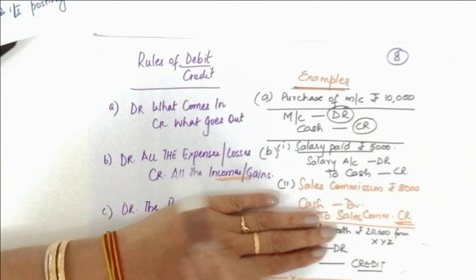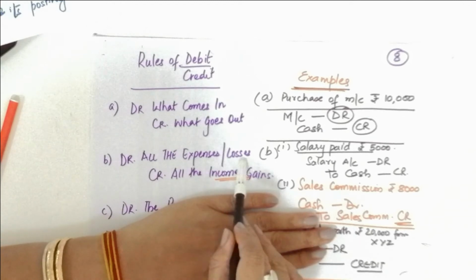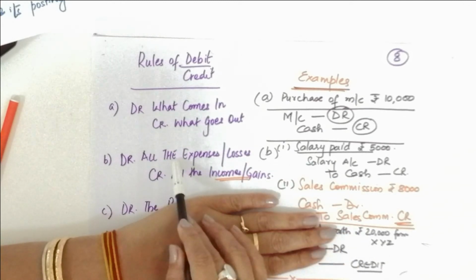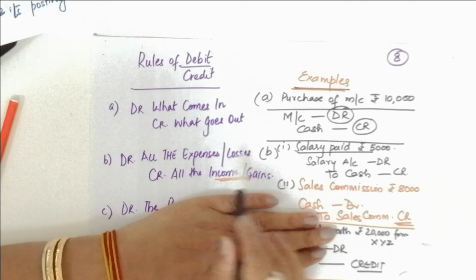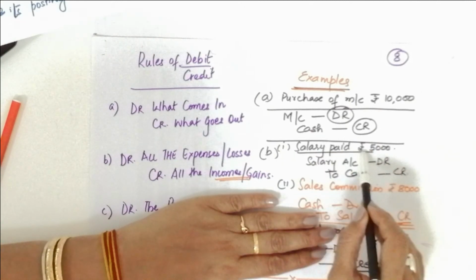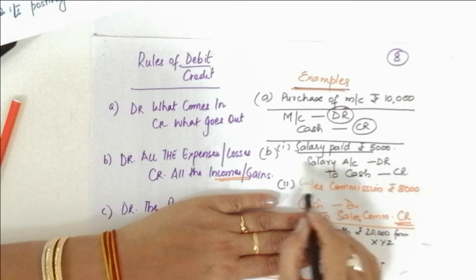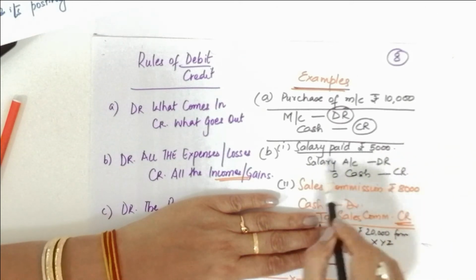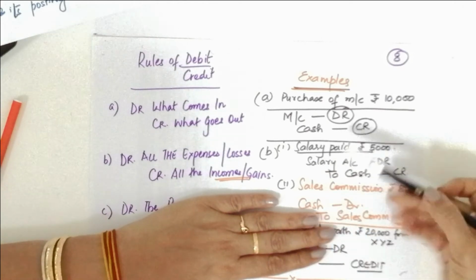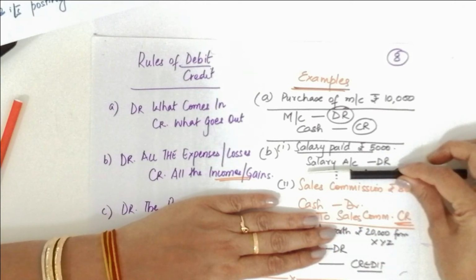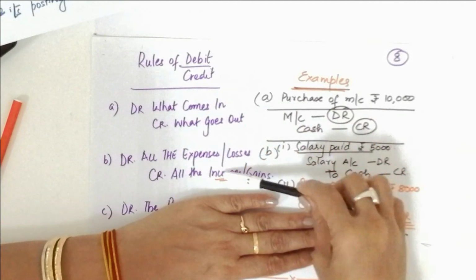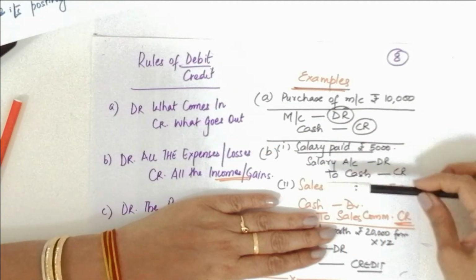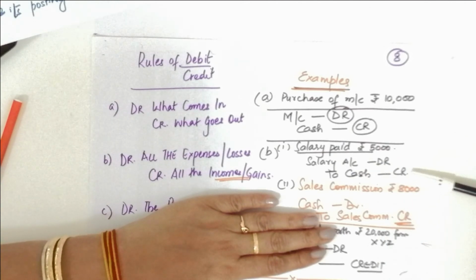The second is debit all the expenses and losses, credit all the incomes and gains. So I'm going to debit all the expenses or losses. So salary paid 5,000 rupees, I'm going to debit this as an expense. Because I'm explaining you this concept, but when I pay salary, I'll pay by cash or bank. So credit your cash or bank. What goes out?